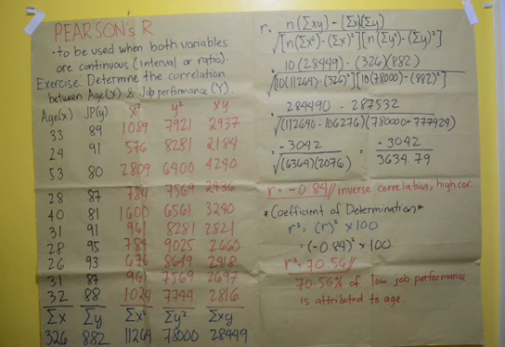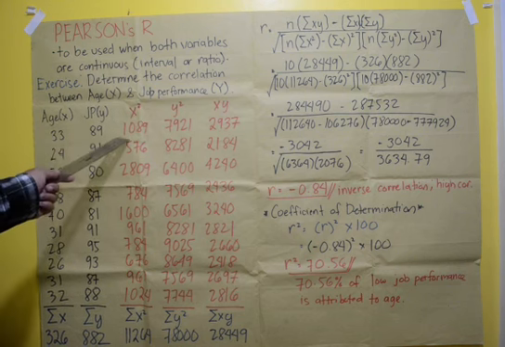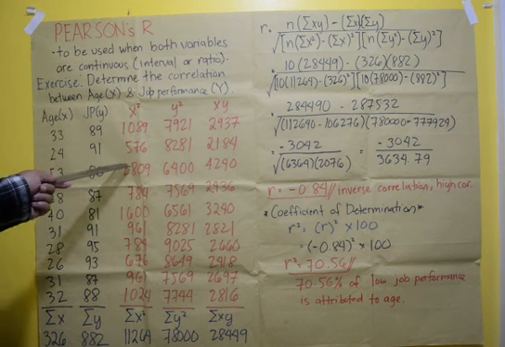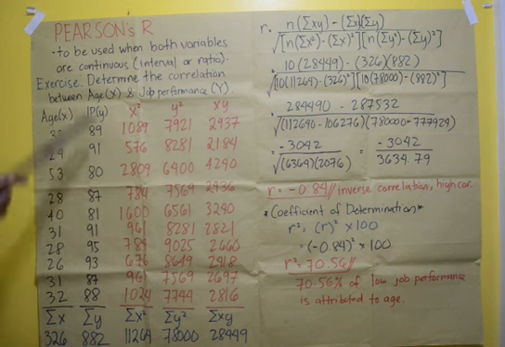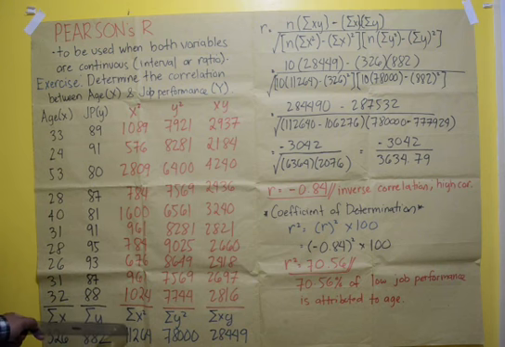Then, let's go to the more technical computation. So, we need to get the square of x. So, 33 square, we get 1089. So, 24 square, we got 576, no? So we have to square each data from x. Pag na-square natin yan, we now add all of them. So we get the summation of x squared.